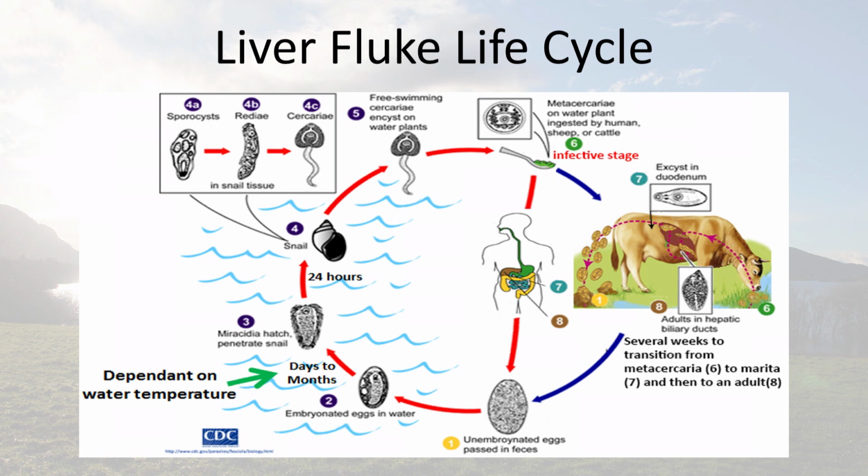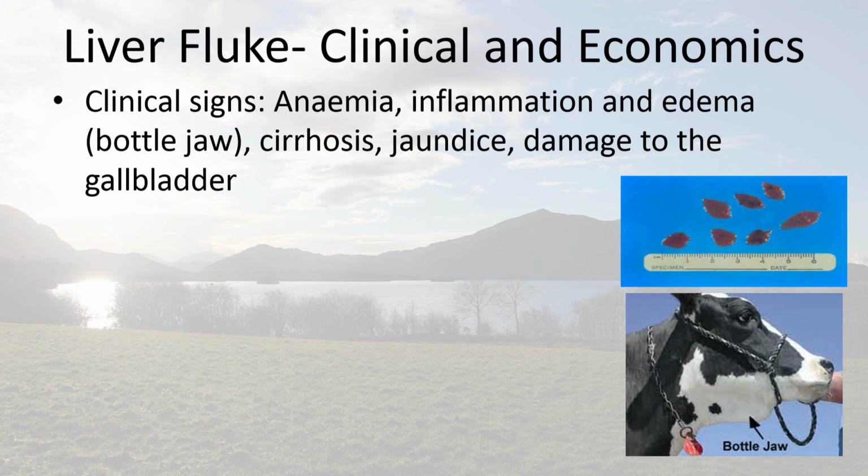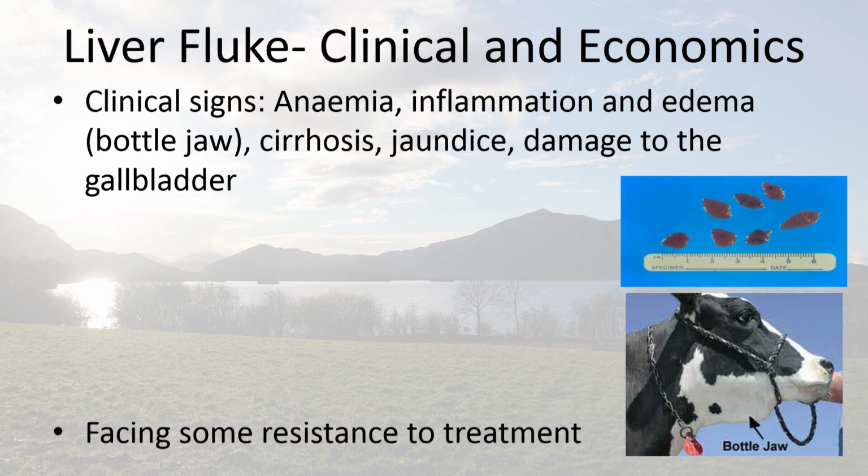But the thing I want to point out the most is the fact that they require this intermediate host, the snail. That's a very important thing in their life cycle, and one of the things that makes them very different from a lot of the other parasites that you'll see. And when they get into the liver, they can cause anemia, inflammation, bottle jaw, cirrhosis, jaundice, and obviously damage to the gallbladder because that's where the adults live.